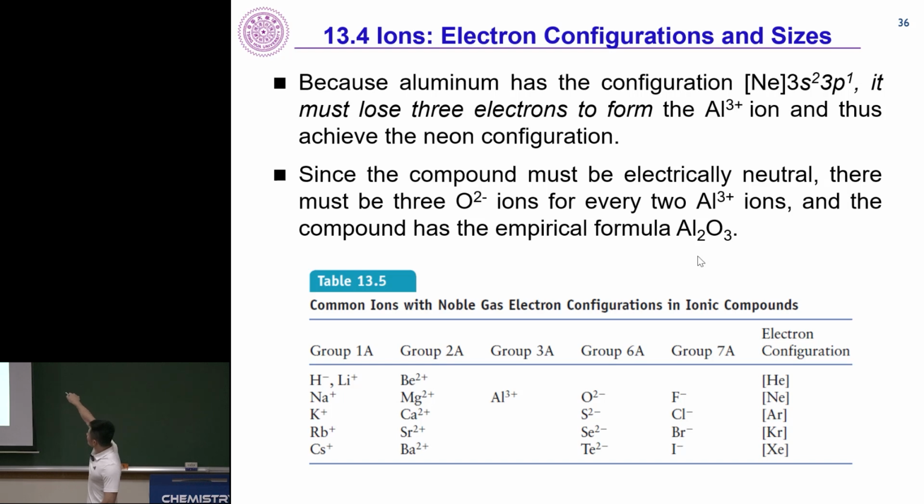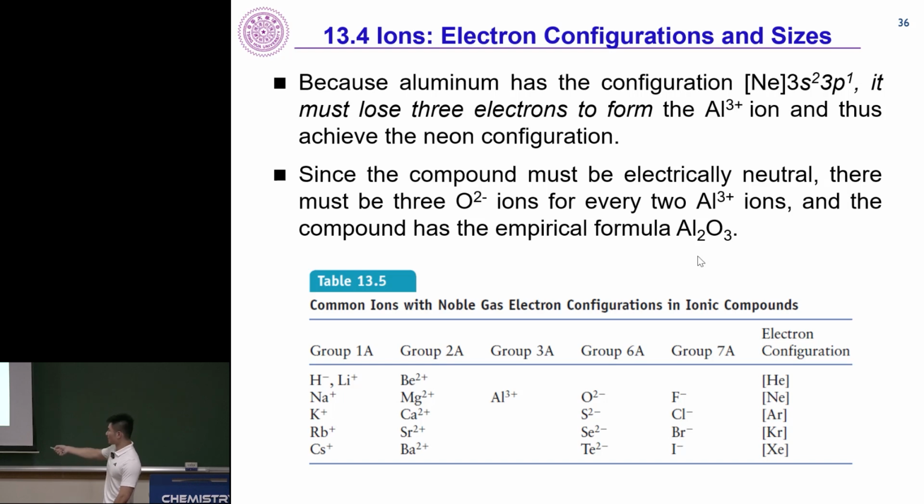Aluminum has the electronic configuration of neon plus 3s2, 3p1. You must lose 3 electrons to form aluminum 3+, and thus achieve the neon configuration. On the other hand, oxygen still needs to gain 2 electrons. That means the ratio between oxygen and aluminum will be aluminum 2, in order to lose 6 electrons, oxygen 3, in order to get 6 electrons. So aluminum 2, oxygen 3. So these are some common final configurations when the metals and non-metals achieve the noble gas configuration, right?